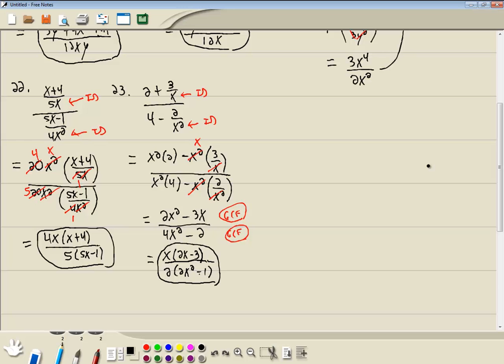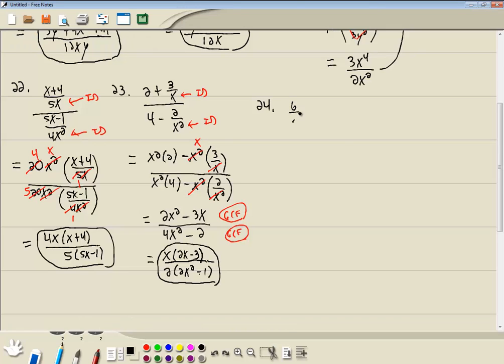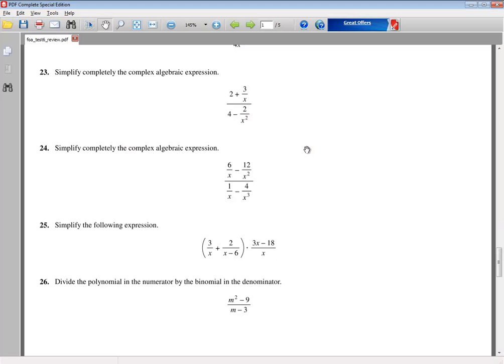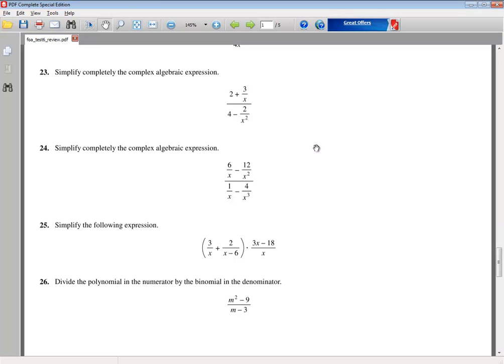What problem was that? 23? Okay, so let's take a look at 24. 6 over x minus 12 over x squared, all over 1 over x minus 4 over x to the third.